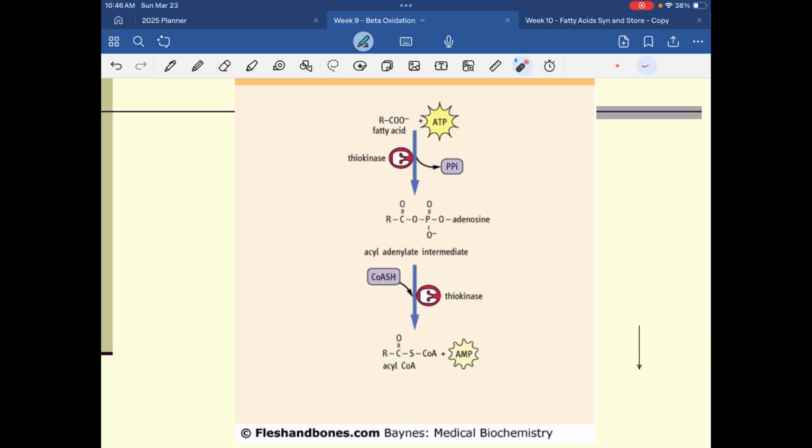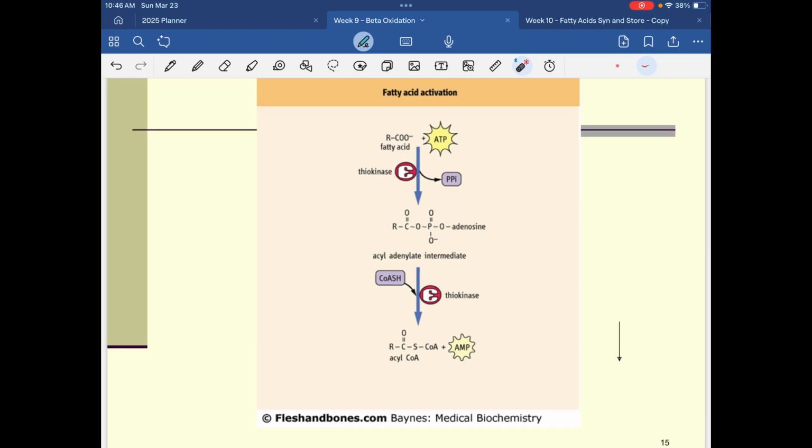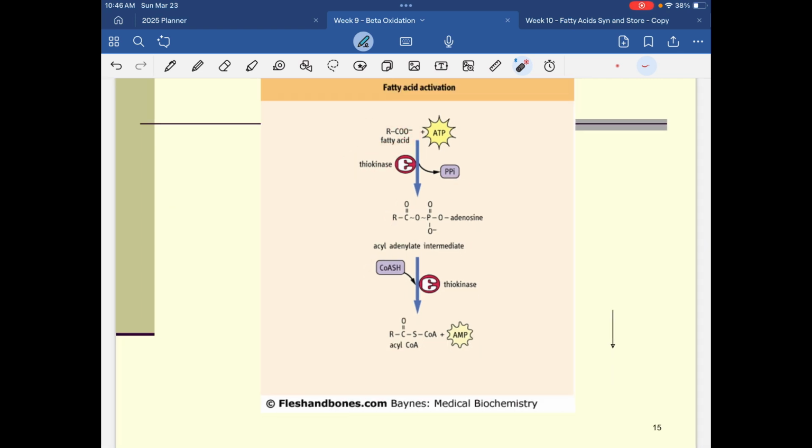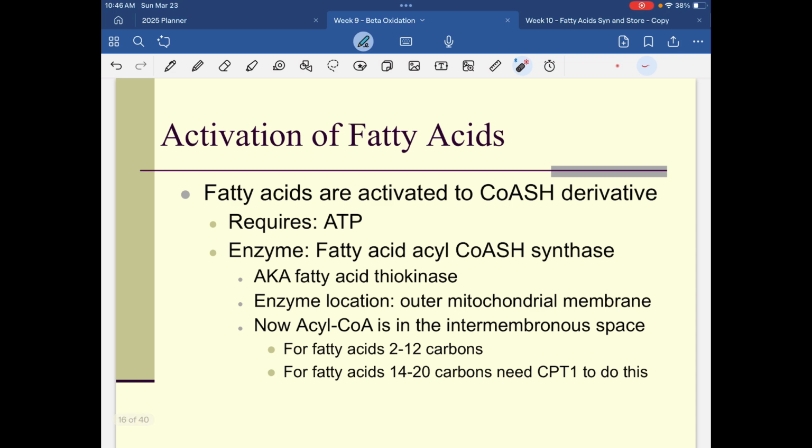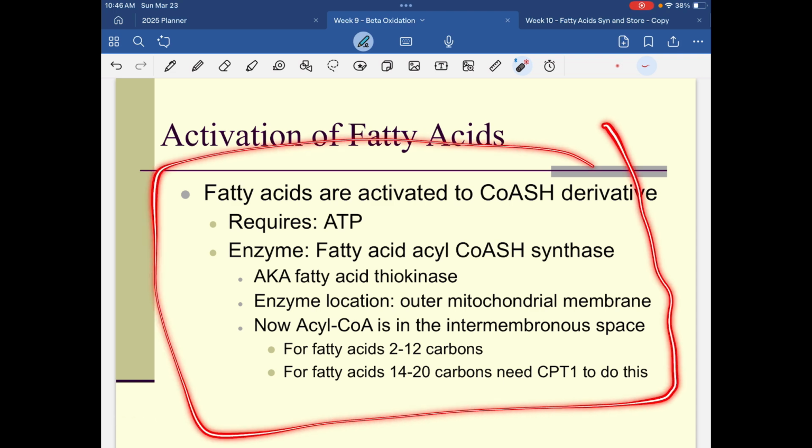So this whole process, we did move the phosphates, that's why it's called a kinase. But we took a fatty acid, and the end product is something called an acyl-CoA, which is a fatty acid with a coenzyme A attached to it. So that's exactly what's written out here.